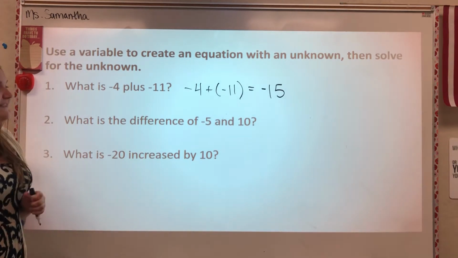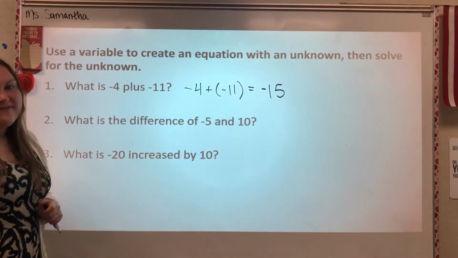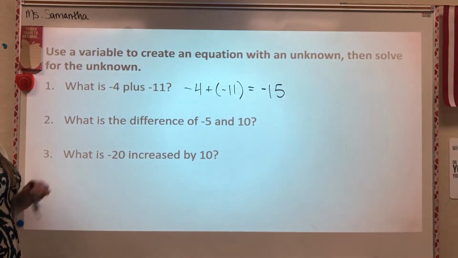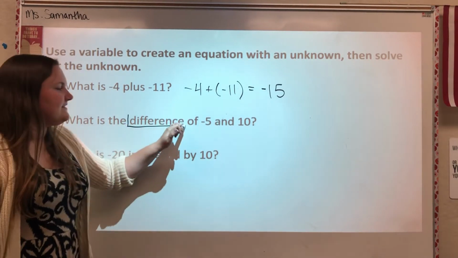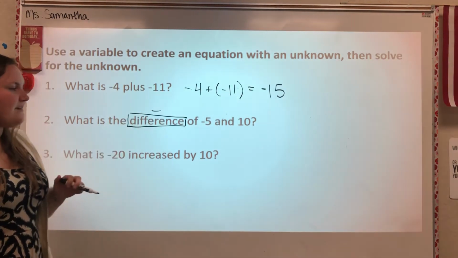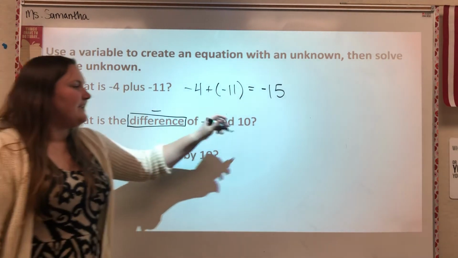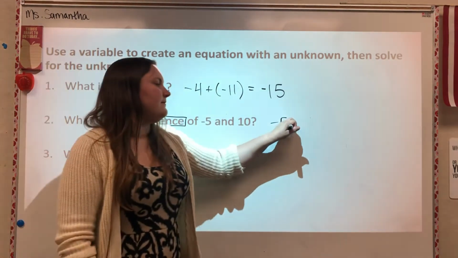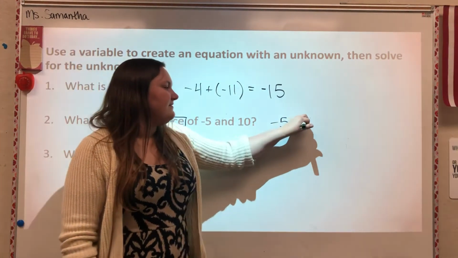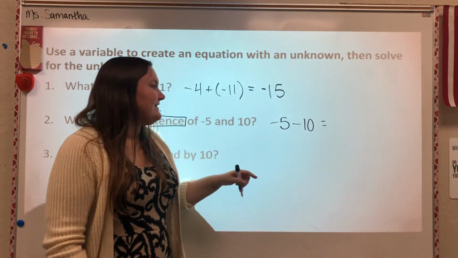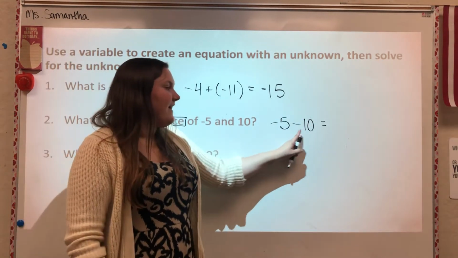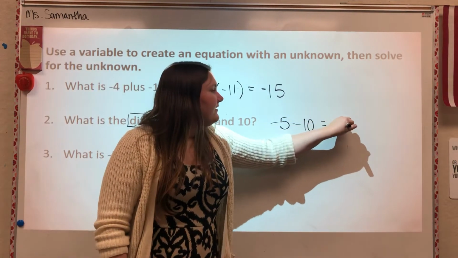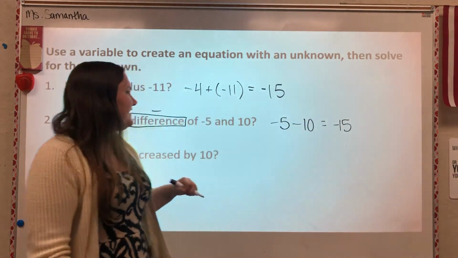The next one says, what is the difference of negative 5 and 10? Go ahead and try that one. Difference means subtract. So we would want to write negative 5, and then I am subtracting our second number, which is 10. Looking at these, again, they're both negative. I got a negative 5 and a negative 10. Because they're the same sign, I want to add, and then keep that negative sign.